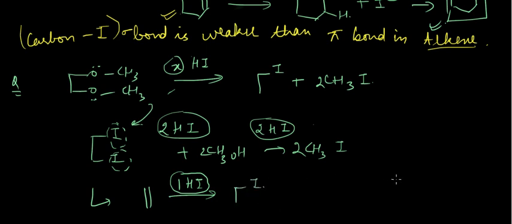And in total how many moles of HI did we use? 2 plus 2 plus 1, 5. So X is 5 in this case.